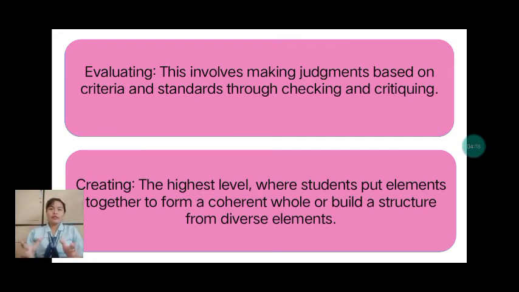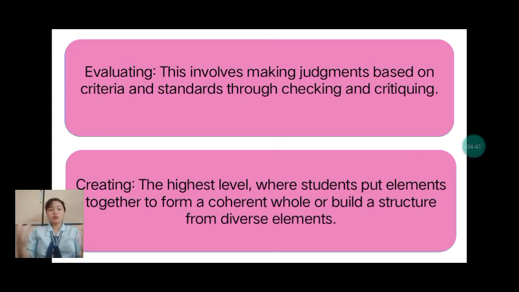So at this level, the student can create something new out of their different kinds of learning and knowledge. They can create projects, they can devise solutions, they can make innovative creations based on the learning that they gain from the specific subject.